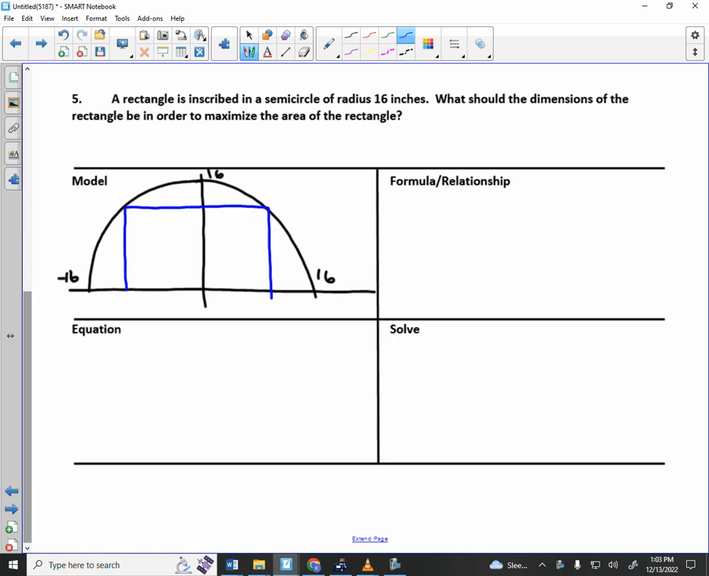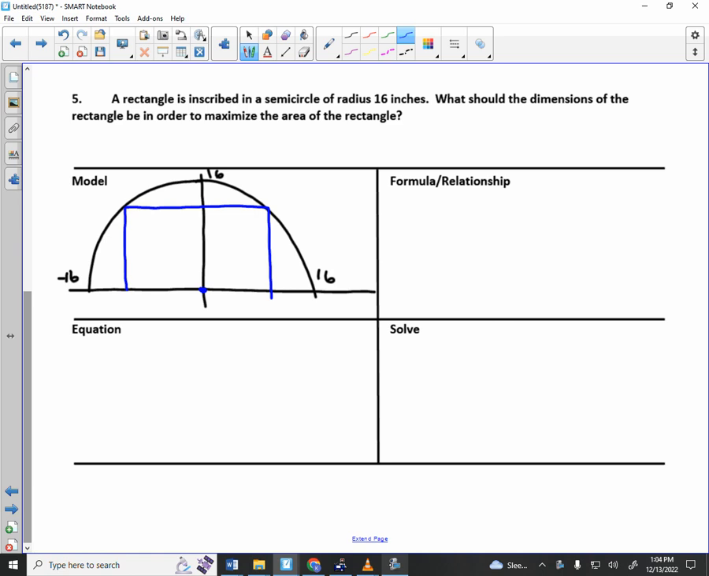Did you at least draw that? I didn't draw them. Okay. Why do you have 16s everywhere? So a radius of 16 means that from the center of the circle to the outside is a measure of 16. If it said diameter, then you would put 8 and 8. But this is a radius of 16.